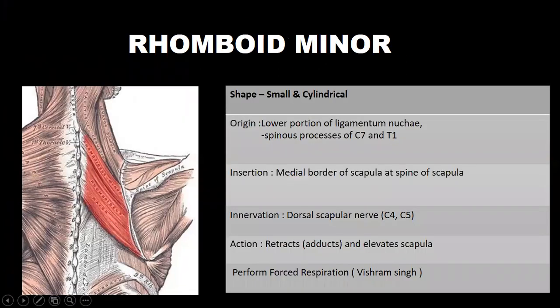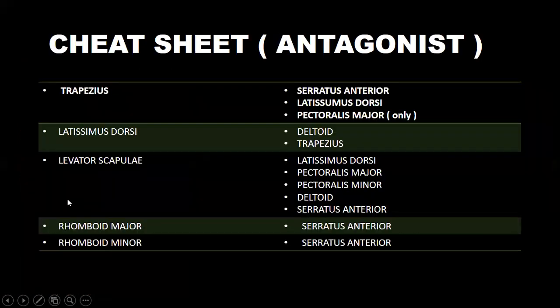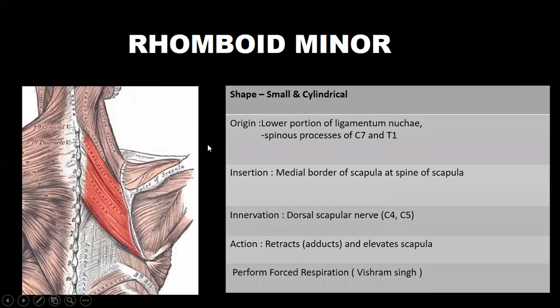Coming to our last muscle, that is rhomboid minor. It is cylindrical in shape, right? Its origin is the lower portion of the ligamentum nuchae, and the spinous processes of C7 and T1. It is very easy to understand and everything is mentioned in the diagram, so there is no point of confusion over here. Just try to memorize the diagram and you will find all the content very easy. It's the best trick you can apply in anatomy to understand it very well.